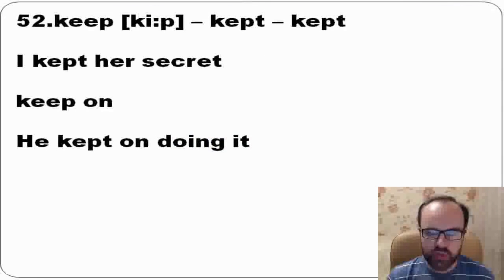Next, keep, kept, kept. I kept his secret. It means that I didn't tell other people about his secret. And we have a phrasal verb, keep on. It means go on. He kept on doing it. It means he went on doing it, or he continued doing it.